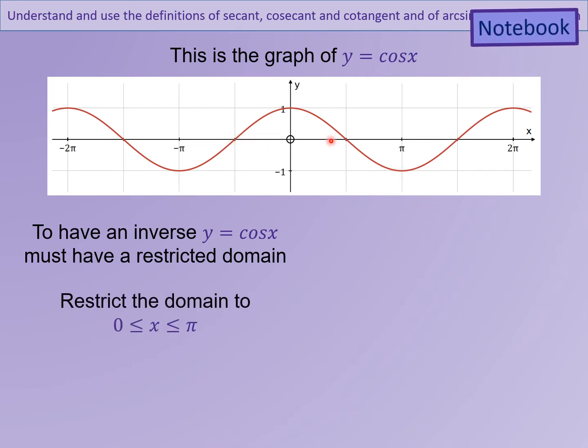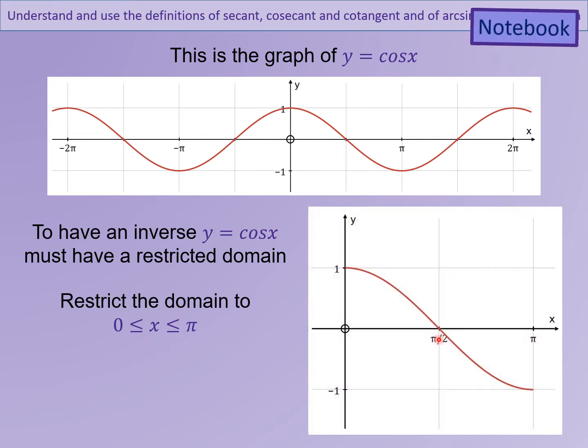Notice that you can't go between previous domain because then you would still have a many to one function. That value gets me exactly the same as that value. So the restricted domain is anything between 0 and 180 degrees. So 0 to pi. Right, now I know it's from 0 to pi, and I can sketch that down.